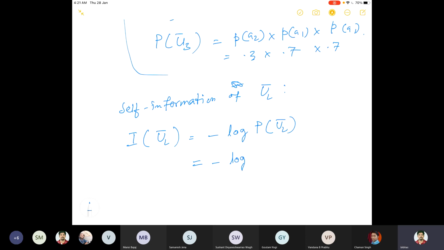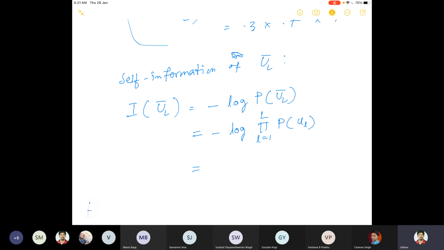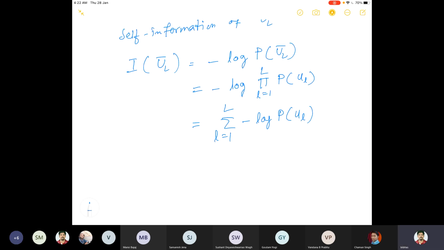property of log. Log of the product of P(U_l), l equal to 1 to capital L. So this is a product. Now it will be a summation, l equal to 1 to capital L, of minus log of P(U_l), which is nothing but the summation of l equal to 1 to L of I(U_l). So the self-information of the entire sequence is nothing but the sum of the self-information of the U_l.